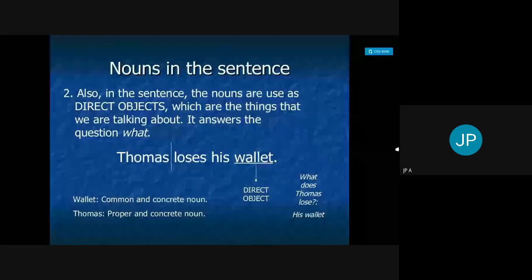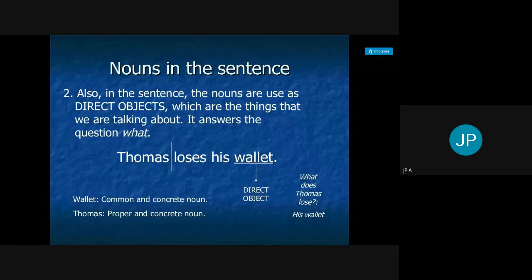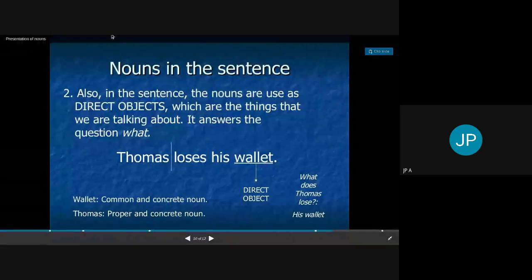They can also appear as the object of the sentence. When we talked about objects, we have learned that some sentences can have more than one object. There will be a direct and an indirect object. In that case, there will be two nouns: one noun as the direct object and another noun as the indirect object. So these are the different areas where you can find and recognize nouns.